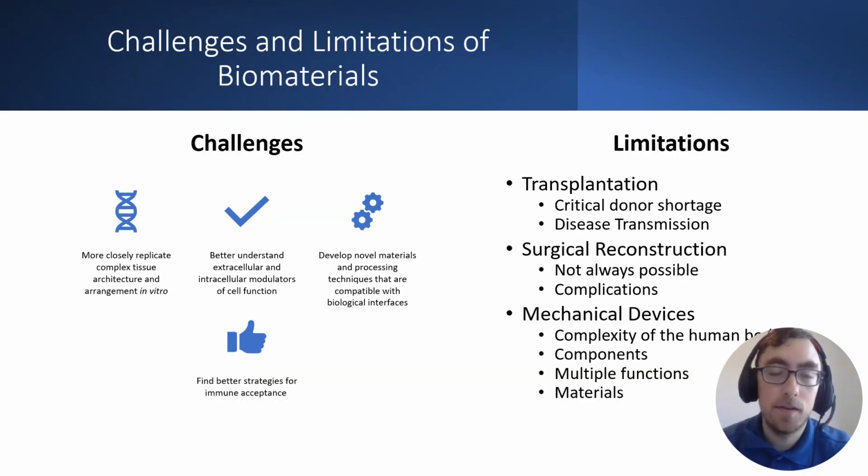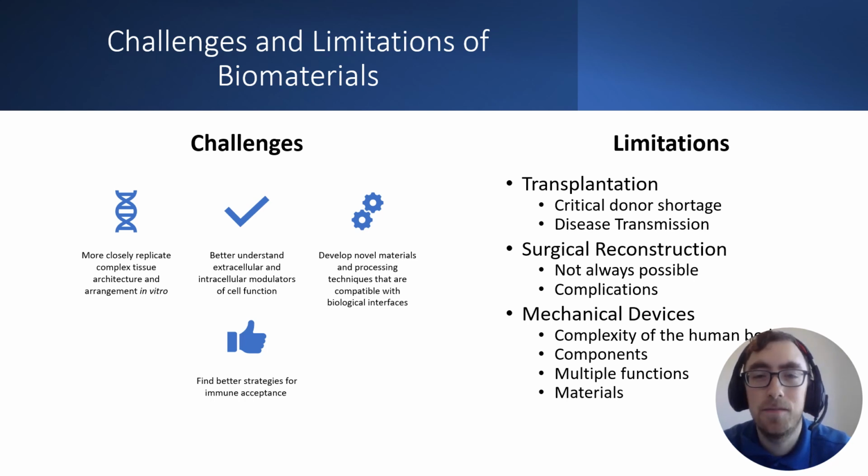Like any research topic, there will be pros and cons along the way. And of course, biomaterials is no different. There are going to be many different challenges and limitations along the way. Starting with some of the challenges: complex tissue architecture, arrangement in vitro replication, a better understanding of extracellular and intercellular modulators of cell function, the development of novel materials and processing methods that are compatible with biological interfaces, and improved immune acceptance strategies are all challenges associated with biomaterials. While transplantation, surgical reconstruction, and mechanical devices are the limitations of biomaterials.